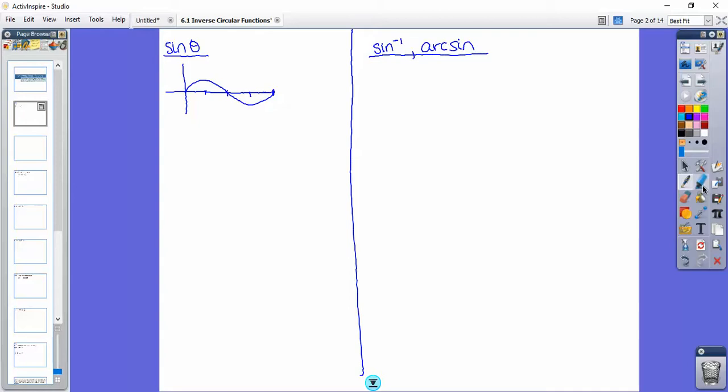We want consecutive quadrants. We know right here this is from 0 to pi over 2. That's like quadrant 1. If I went with quadrant 2 though, I have more positives. I'm repeating those same values. I'm not getting the 1-to-1 piece. So we know that this keeps repeating. And if I went the other direction, I would get the negatives.